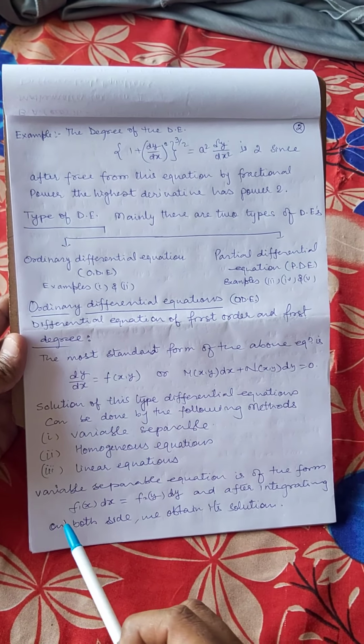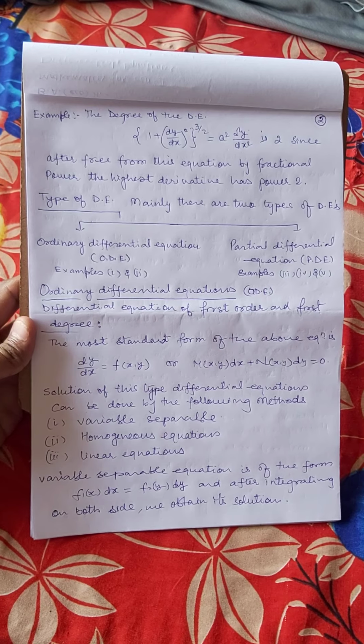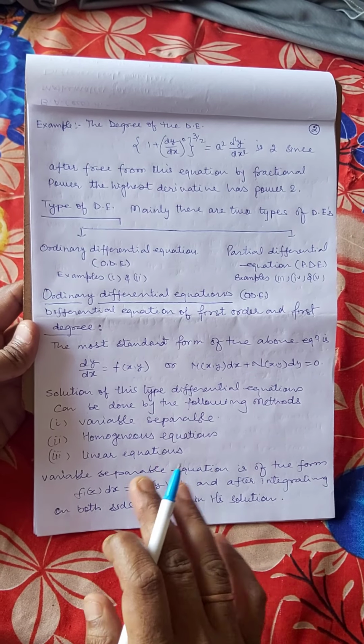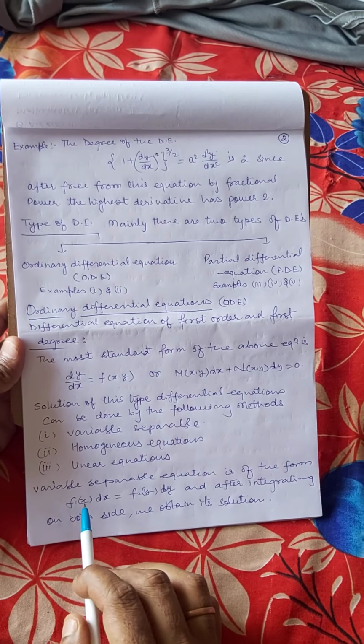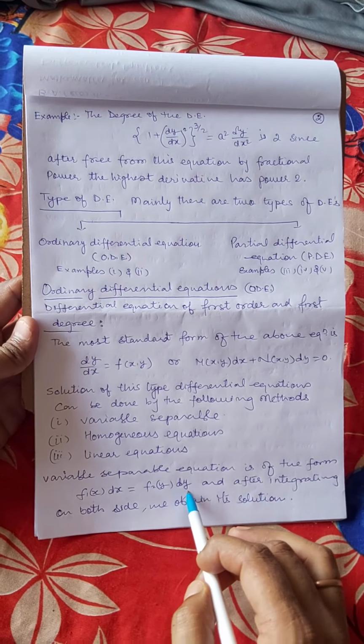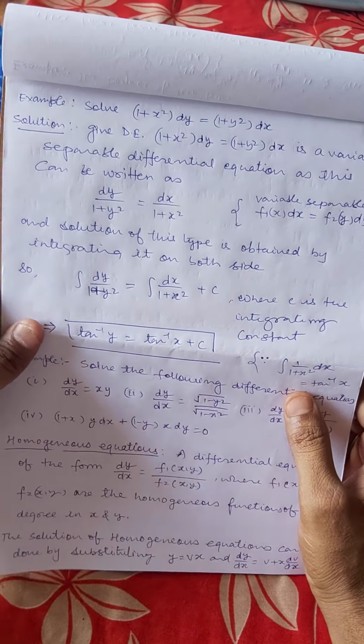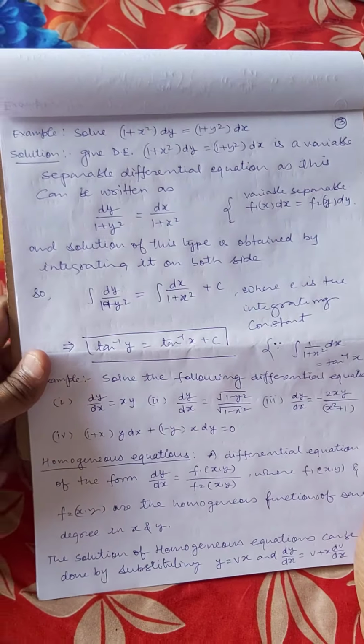In variable separable, a differential equation of the form f1(x) dx equals f2(y) dy is called a variable separable equation. It means on one side you have a function of x with dx and on the other side a function of y with dy. If you can write a given differential equation in this form, then we say it is in variable separable form. How can you solve this type of differential equation? We solve it by taking integration on both sides.